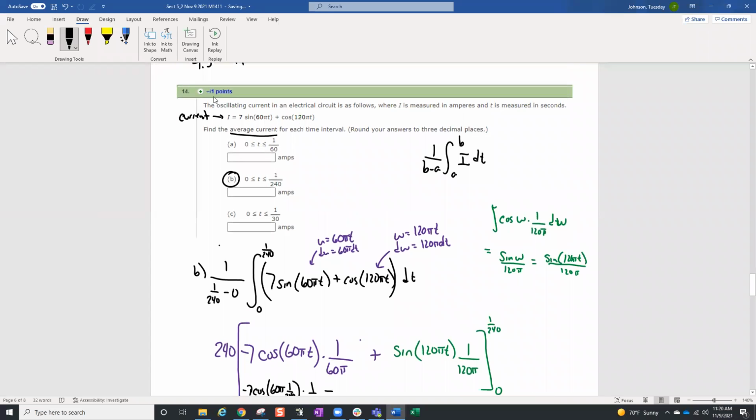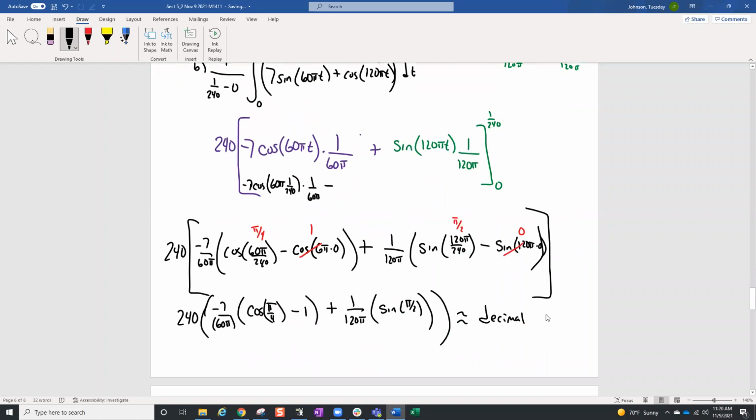I would like to point out this is 1 point. 1 point is all that is. You get to decide how much effort you want to put into that 1 point.